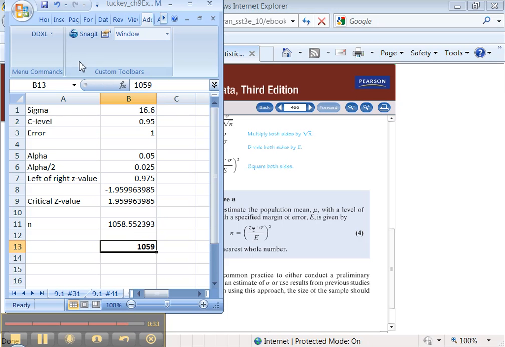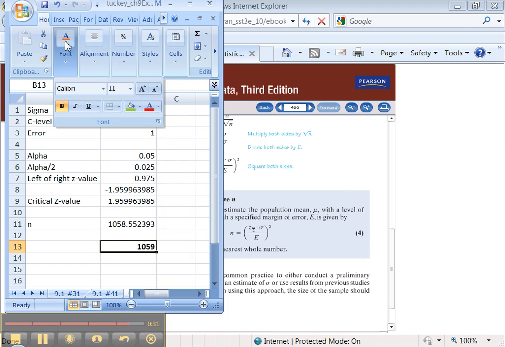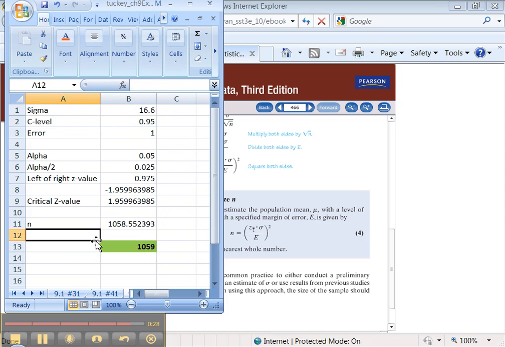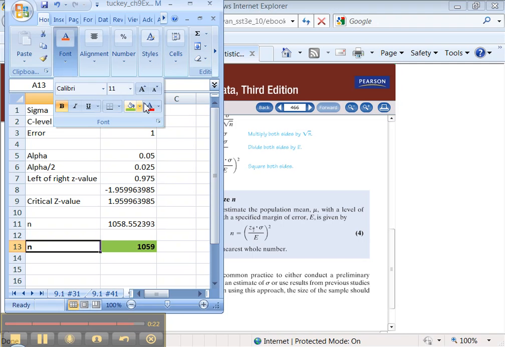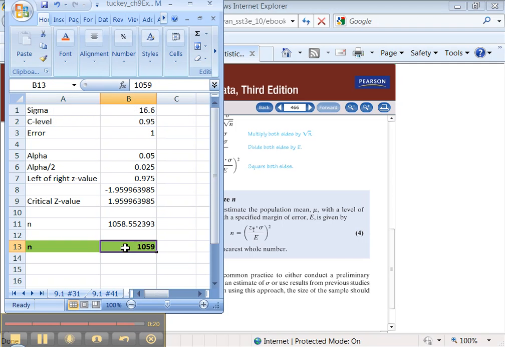Bold it. Give it a color. Green looks good. There we go. I'll color that too. Why not? There we go. There's our answer. We are done with 9-1. Thought it would never end. All right, next time I will see you for 9-2.